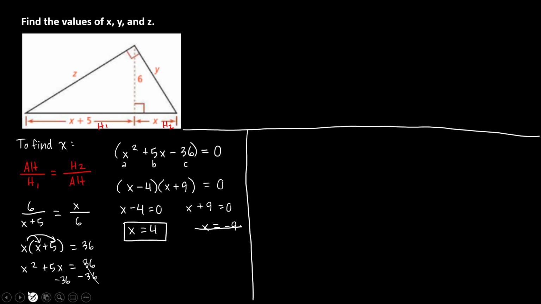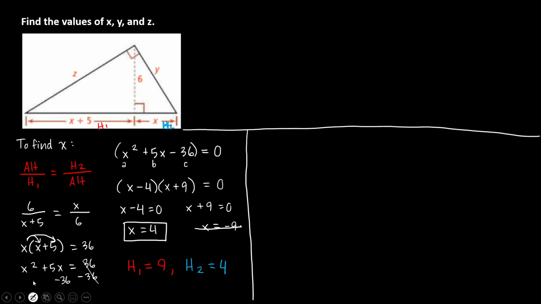So to help us out a little bit here, and to fill in the information we know, we're going to need to use the parts of the hypotenuse to help us solve for y and z. So I know that hypotenuse part 1, h1, is 4 plus 5, so it's 9. And I know that the other part of the hypotenuse is x, so it's 4. Let's label hypotenuse 2 in a different color here.